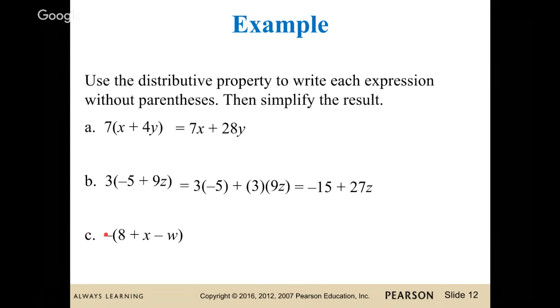Right, distributing this, if you have just this negative sign on the outside, that's the same thing as saying a negative 1. So you're distributing this negative sign through to everything. So negative 1 times 8 is going to be negative 8. Negative 1 times x is going to be negative x. Negative 1 times negative w is going to be a positive w. So you have negative 8, negative x, positive w.